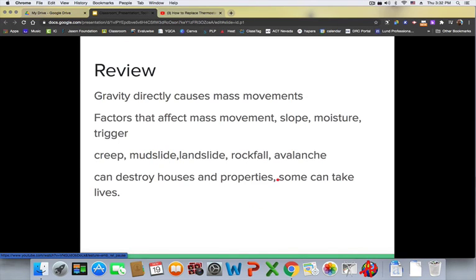Okay, so just kind of reviewing that section there. Gravity is what directly causes mass movements. Factors that affect that mass movement are the slope, how much moisture there is, and usually we need some kind of a trigger to get them to start moving. The different types that we have: creep, mudslide, landslide, rock falls, avalanches. And how do they affect people? Well, they can destroy homes, properties, and some can even take people's lives if they're not careful.